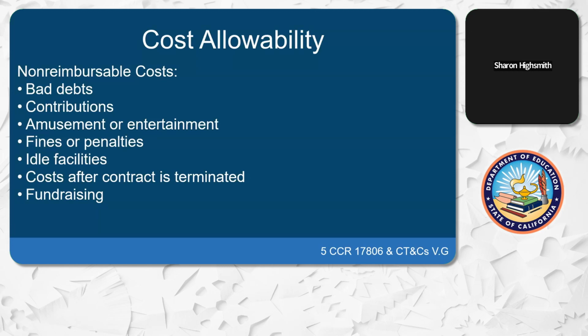Cost incurred after a contract is terminated. If a contract is terminated, you cannot continue payment to the vendor on a month-to-month basis. Any cost incurred after a contract is expired is considered non-reimbursable, or vice versa, paying for expenses before the contract is signed. Any costs associated with fundraising, such as raffles, barbecues, those are also non-reimbursable costs.